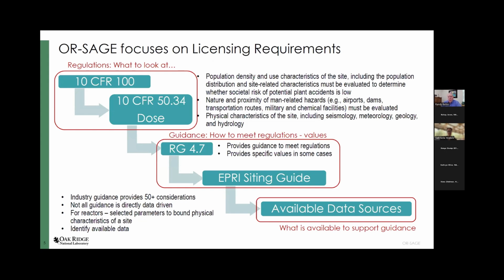So ORSAGE focuses on the licensing requirements, and those requirements from the NRC are found in 10 CFR 100, and that's the regulation on reactor siting. And then that references 10 CFR 50.34, which is the regulation governing dose to the public. And so those regulations, they are the law, and they tell us what to look at, but not necessarily with numerical values or limits. And so the NRC regulatory guides and the Electric Power Research Institute, which is EPRI, often provide specific values and give you a path then to meet the regulations.